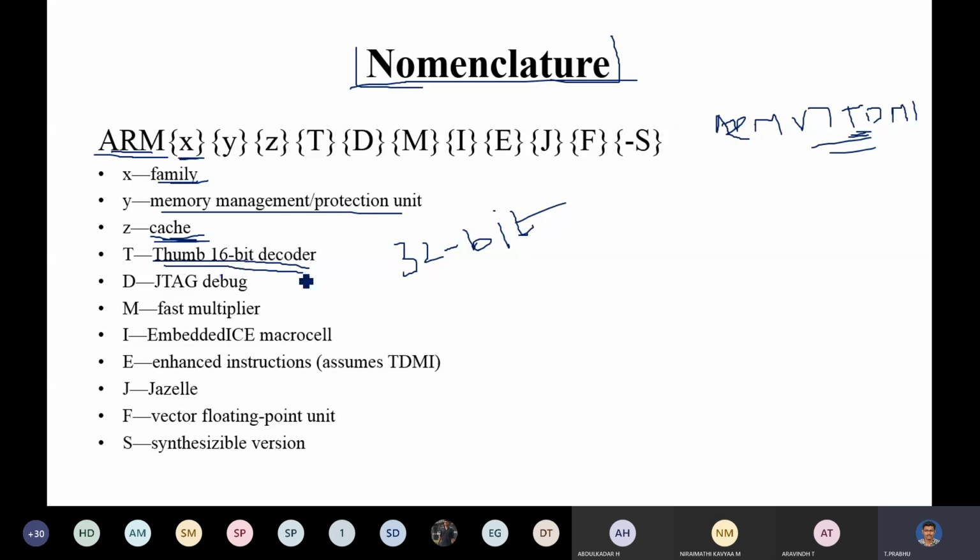The D stands for JTAG, which is for debugging. It is described by IEEE 1149.1. So this is the usage of JTAG.